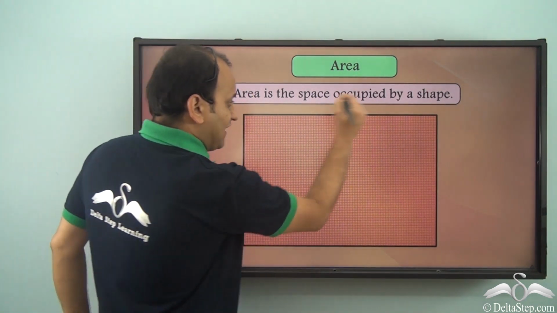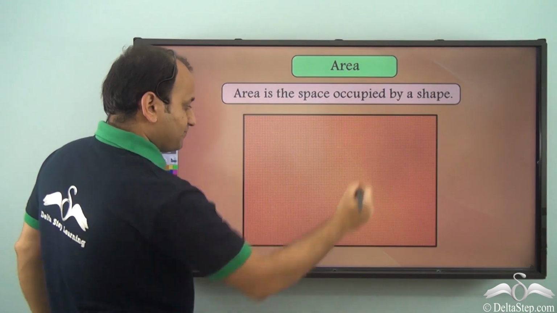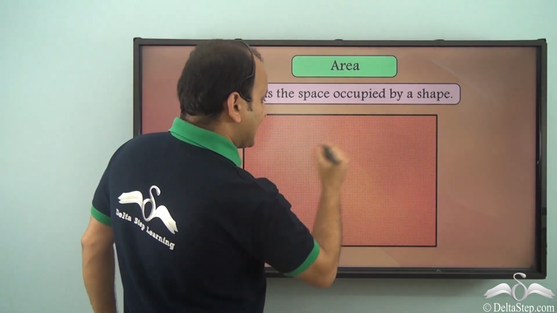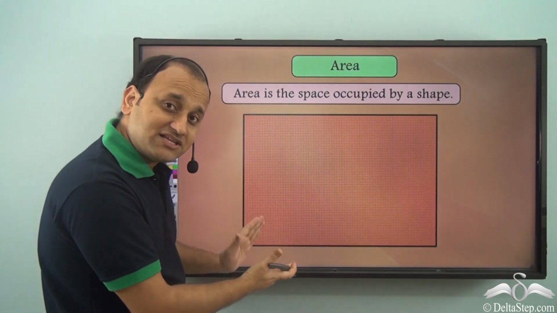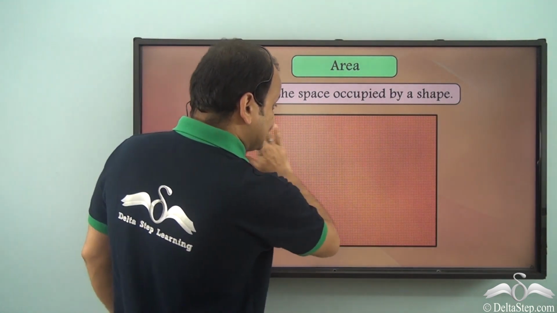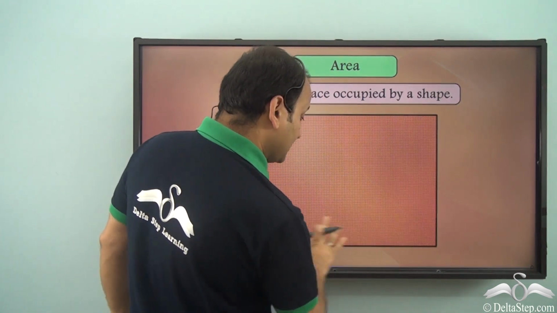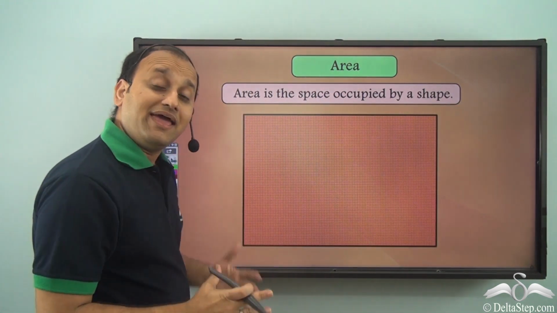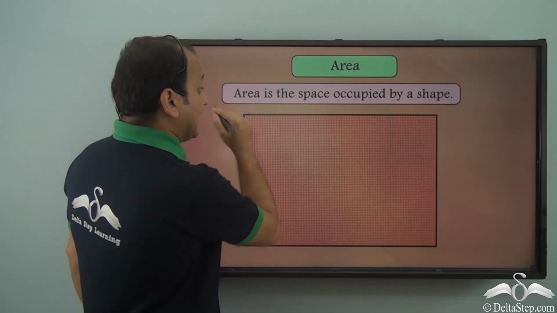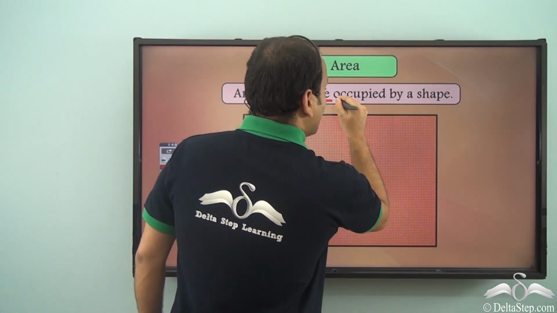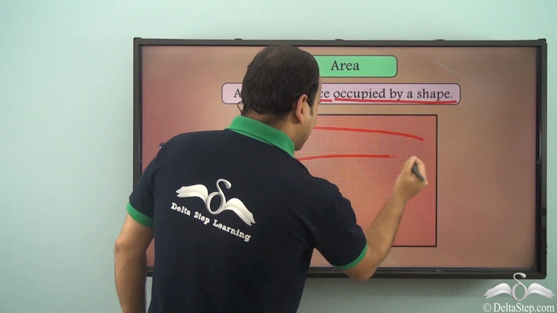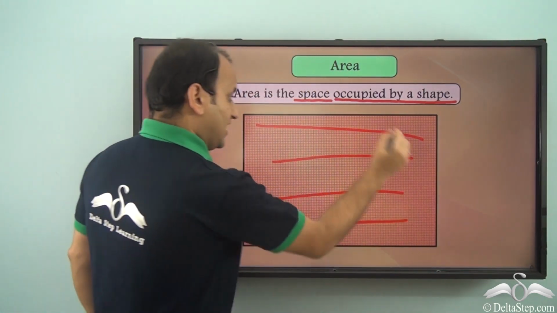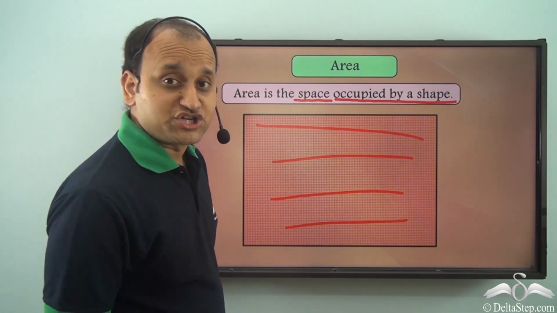So if I have this particular shape and this entire shaded region here is the space occupied by this shape, or we can say that this entire region here is the area of the shape. So area is the space occupied by a shape. So in this case, this entire shaded region is the area of this particular shape.